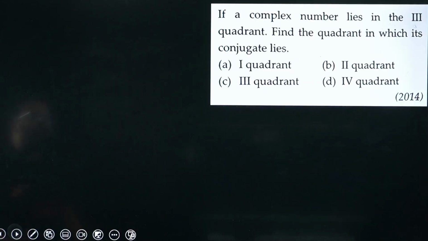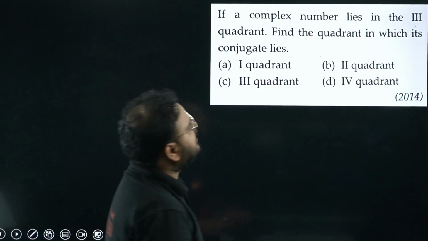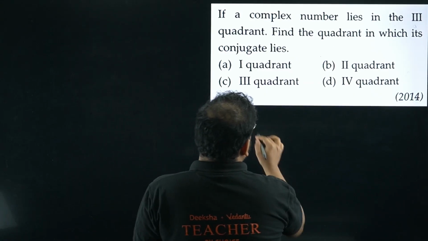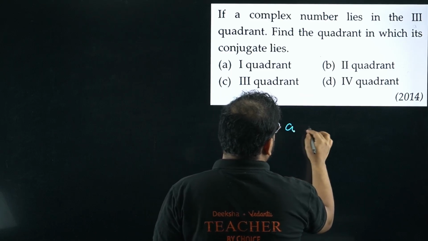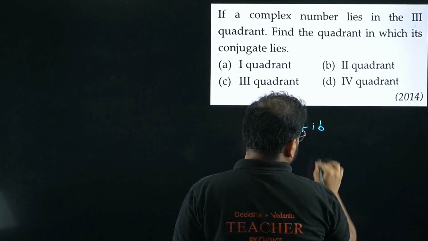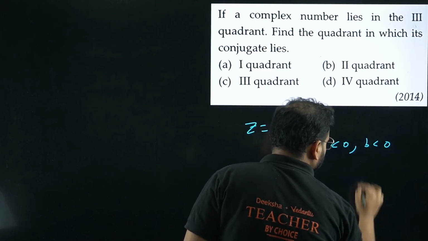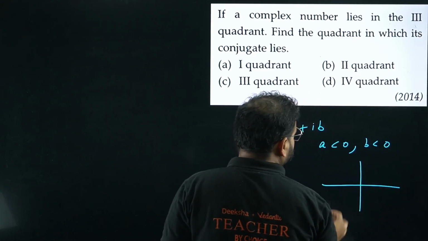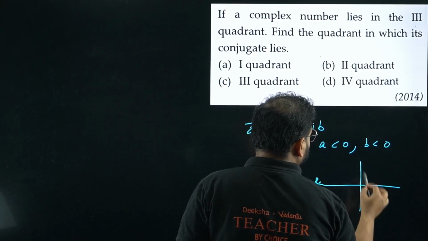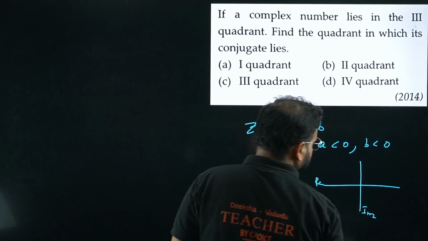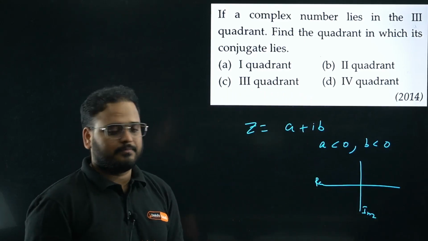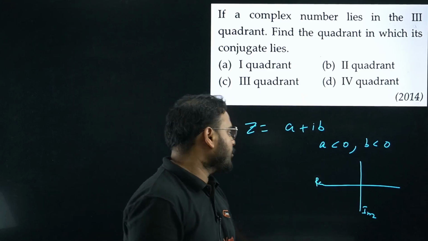Moving on to the next problem. If a complex number lies in the third quadrant, let's say I write Z as a plus ib. I have both a less than 0 and b also less than 0. Third quadrant, right? So this will be your real part and this will be your imaginary part. Both are negative, okay?